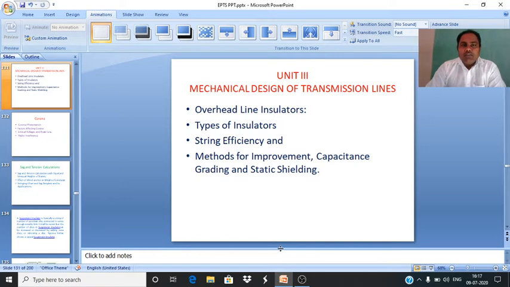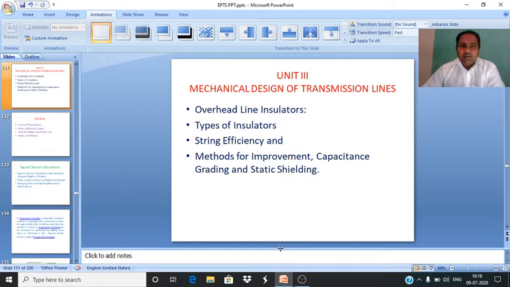Now we start Unit 3, Mechanical Design of Transmission. So, already we completed Unit 1, Calculation of Inductance and Capacitance, and Unit 2, which is Performance of Transmission Line. Unit 3, Mechanical Design of Transmission Line, has three parts.